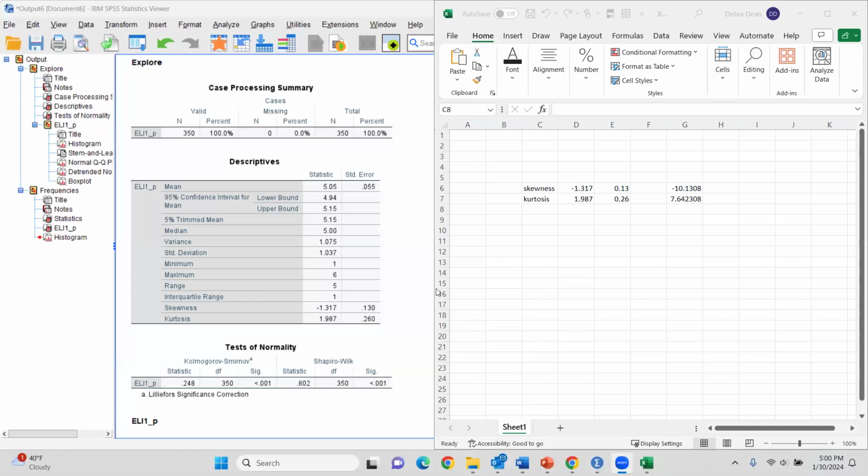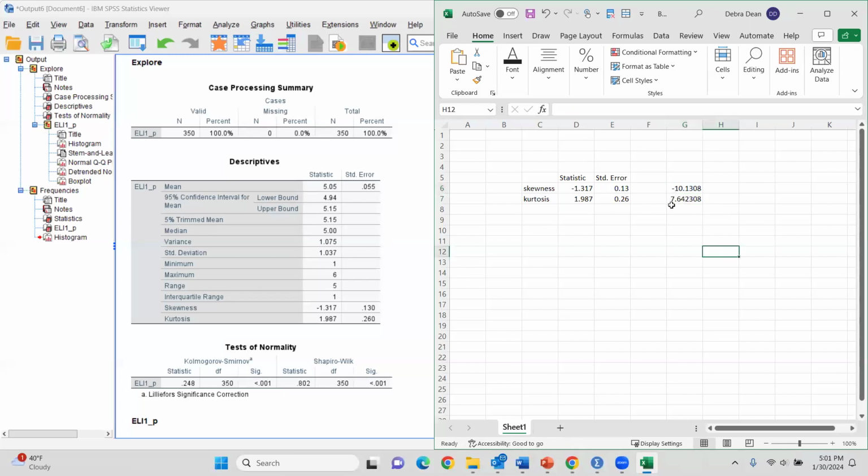Okay, and looking at skewness and kurtosis, we can go back to your descriptives table at the top. What we have to do is divide the skewness number by the standard error. So you'll see here, I've got the statistic and then the standard error. And we've got the negative 1.317 and then the 0.130. And then here we have the 1.987 and the 0.260. So I've divided those two. If you're not familiar with how to do that, go ahead and you can enter and divide this by that. Notice I've used a slash for the divide. And then you can carry that down.